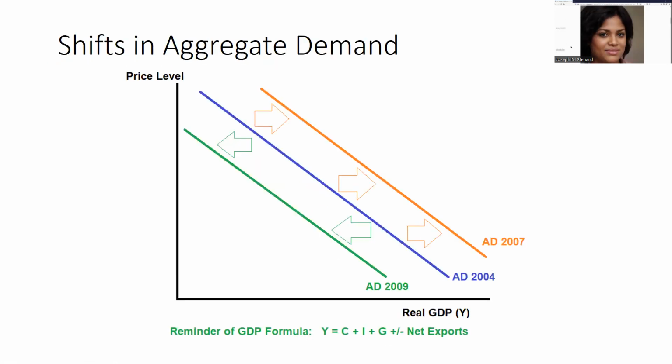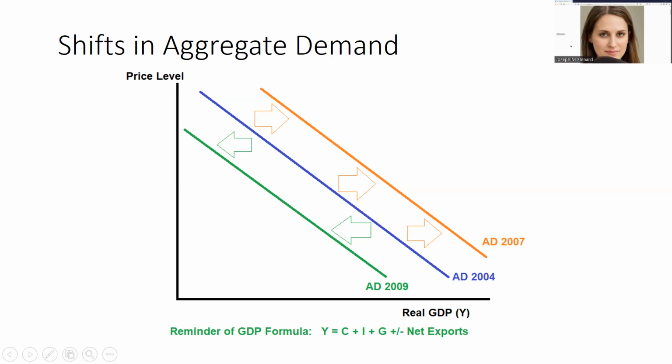The aggregate demand curve can move around. So what I did is show the blue line is what aggregate demand was in 2004. Then we went into kind of a bubble phase, and that moved the aggregate demand to the right. So the aggregate demand in 2007 had moved to the right, and that shows an increase in aggregate demand. And then we went into the Great Recession, which was a decrease in aggregate demand, and that dropped down to the green line, aggregate demand in 2009.